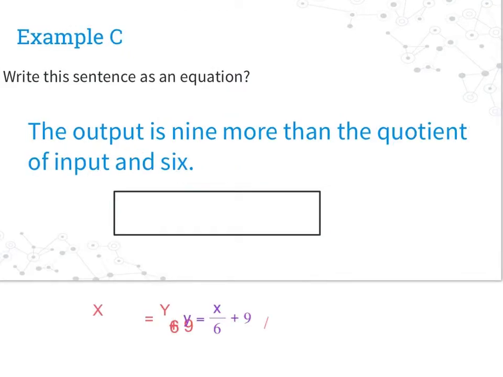Example C says, write this sentence as an equation. The output is 9 more than the quotient of the input and 6. So again, I'm going to start by writing letters above the things that I understand. So I know the output is y, is equal, 9 more than, so I know I'm going to be adding 9 to whatever it is that I'm doing. The quotient, so I know that means division, of the input, x, and 6.